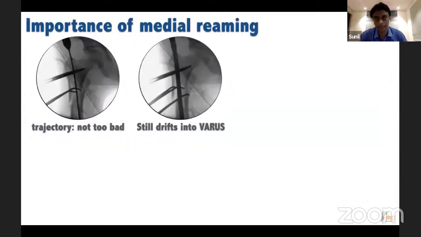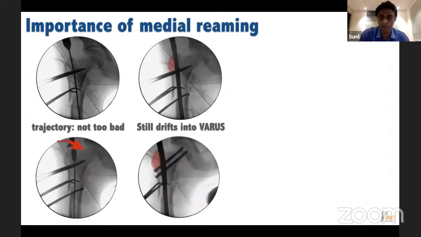The second thing is that we appreciate the importance of medial reaming when you nail a proximal femoral fracture, especially the osteoporotic ones. If you look at this lateral image, for example, the trajectory, though not accurate, I would probably prefer it to go a little bit more medial, but it is not really bad. If this is a shaft fracture, this will work very well. But when the nail goes in, the fracture still drifts into varus.